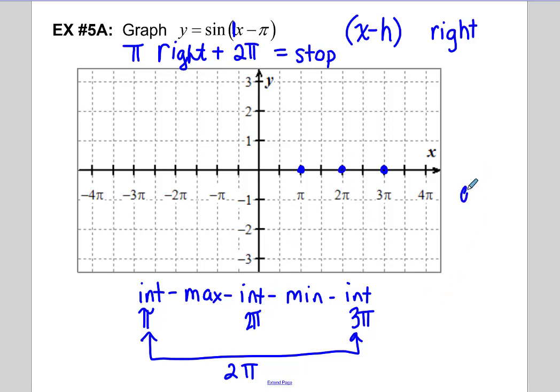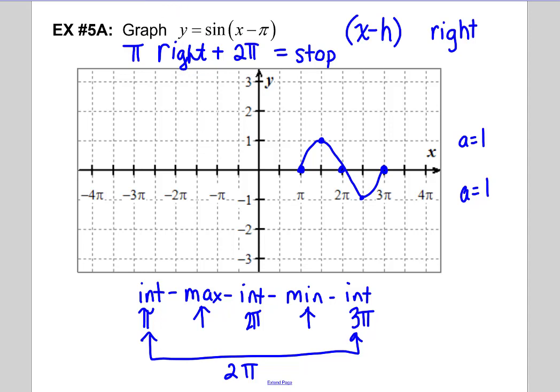And like we said, the a value is 1, so we're going to stretch 1 up and 1 down, and we're stretching a maximum at 1.5 pi and a minimum at 2.5 pi. So this is my 1 or parent function, or my first cycle of that sine curve that has a phase shift of pi units to the right.